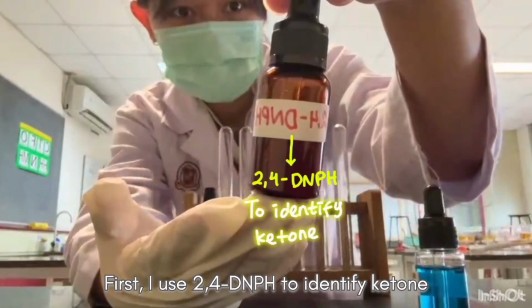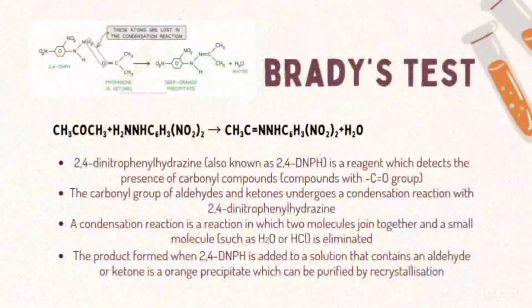First, I use 2,4-DNPH to identify ketone. So for Brady's test, we're gonna use 2,4-DNPH as a reagent which detects the presence of carbonyl compounds. The carbonyl groups of ketones undergo a condensation reaction with the 2,4-DNPH. A condensation reaction is a reaction in which two molecules join together and a small molecule is eliminated. The product formed when 2,4-DNPH is added to a solution that contains an aldehyde or ketone is an orange precipitate which can be purified by recrystallization.